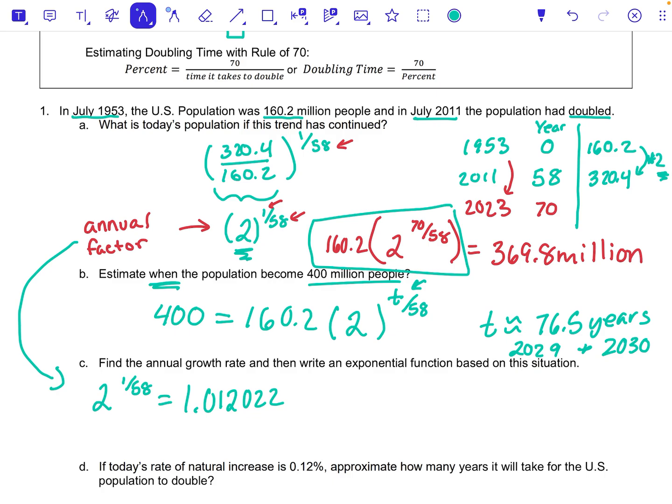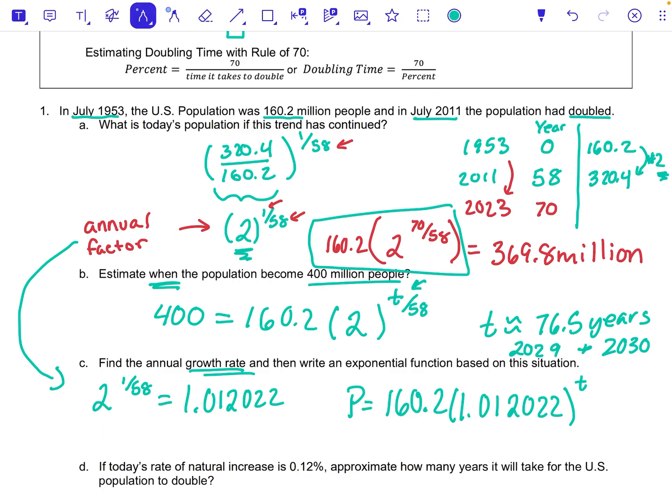From here, I can write my exponential function. So I still have that initial value of 160.2. I'm now going to replace my base of 2 with this new growth rate, and I'm going to raise that all to the t power, with t still being years since 1953. A note, and I think I just used the wrong term in there. That's not a growth rate, that's a growth factor. I was asked here to find the rate. Remember, the rate is when we minus 1 there. We're looking for the percent.